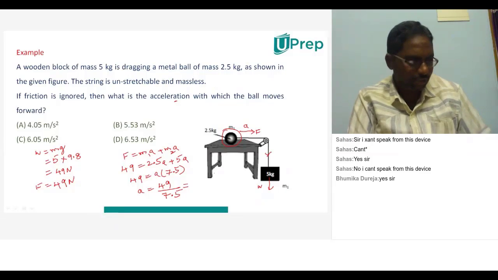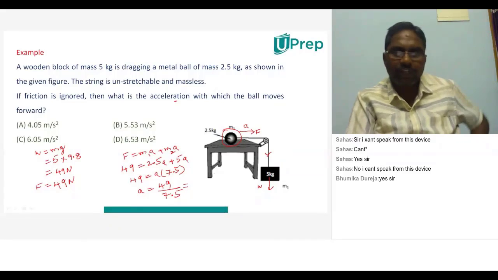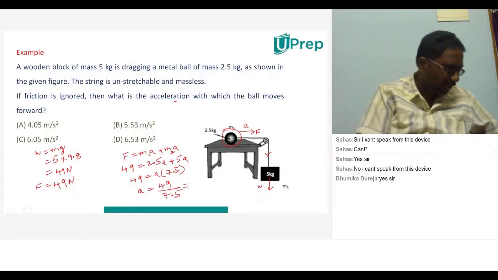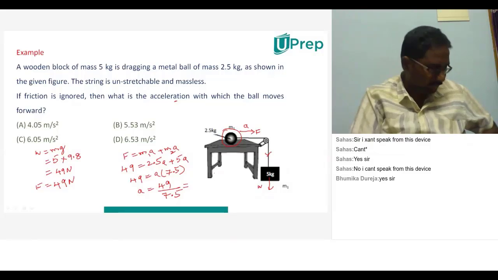Bhumika. Right. Now tell me what is the value of 49 by 7.5? How much will it be?